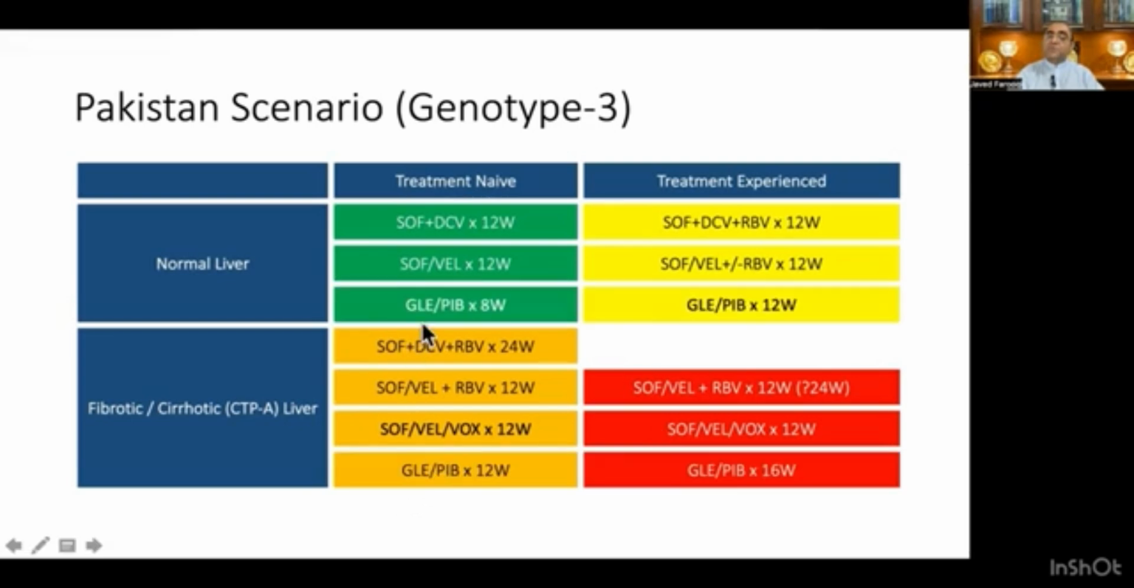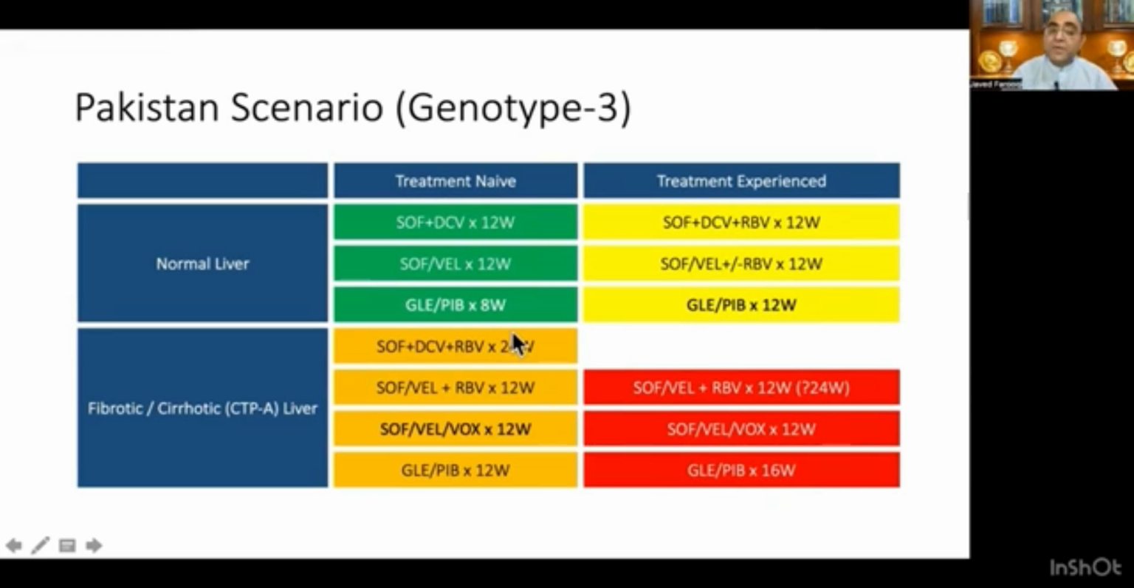Now another option, that is the GP option. It depends upon which group you are treating. For normal liver treatment naive, you give this GP for 8 weeks. For a normal liver and treatment experienced, you give GP for 12 weeks. And the same, you give GP for 12 weeks in the fibrotic and cirrhotic liver. But if the patient is fibrotic and cirrhotic and treatment experienced, then you give this GP for 16 weeks.